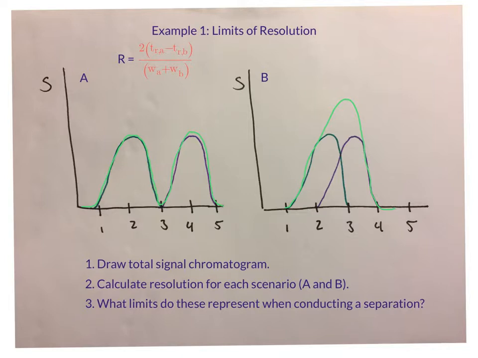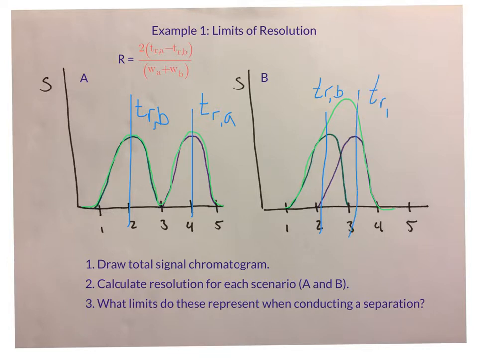For scenario A, we're looking at the center of our peak, which is here. So this would be TRA because it's bigger than the center of our other peak, which would then be TRB. Let's do that for the B scenario. Should be very straightforward again. The center of our peak is about 2, TRB, and the center of our other peak is about 3. So I didn't do the perfect job drawing these, but hopefully you understand.